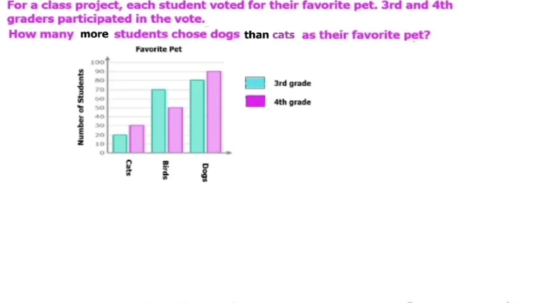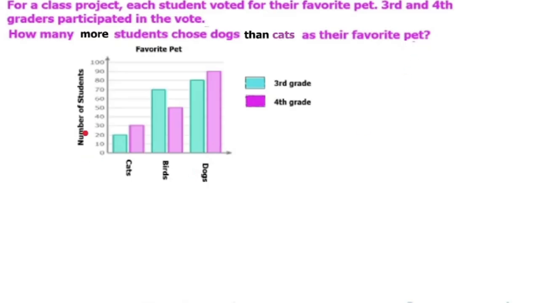In this video, we're going to learn how to read a double bar graph. So if we have a problem like this that says, for a class project, each student voted for their favorite pet. Third and fourth graders participated in the vote. How many more students chose dogs than cats as their favorite pet?